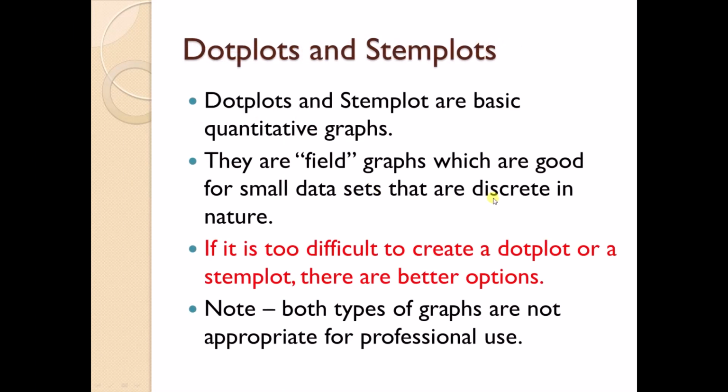We're going to look at two types of quantitative graphs. These are very basic kinds. They're not really good for professional use, but they're good field graphs. Dot plots and stem plots. We use them for small data sets, and we want the numbers to be discrete in nature. If they're not discrete, with too many decimal places, they're going to be too hard to graph. If you're starting to graph with one of these two and it's just not going well, you need to try something else. A histogram would probably be a better option. We will learn about those, I think, tomorrow.